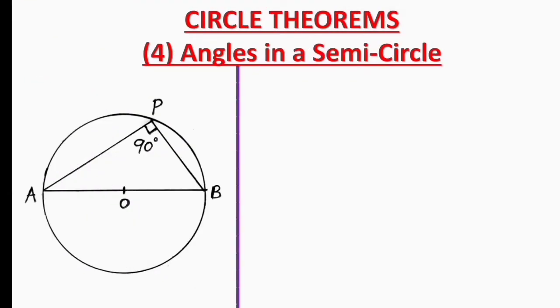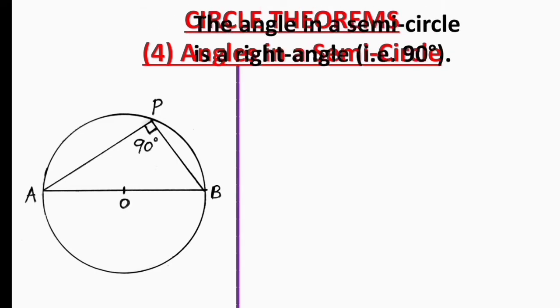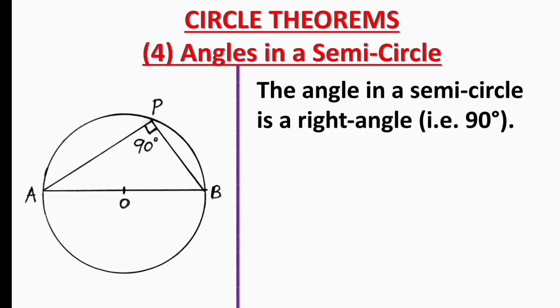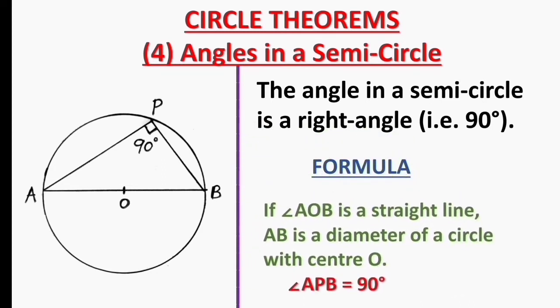Circle theorem number 4, angles in a semicircle. From the statement, the angle in a semicircle is a right angle, which is 90 degrees. The formula attached to theorem 4 is as follows. If the angle AOB is a straight line, that makes line AB the diameter of the circle with center O. From the diagram, the angle APB is a right angle, which is 90 degrees, because it is an angle in a semicircle.